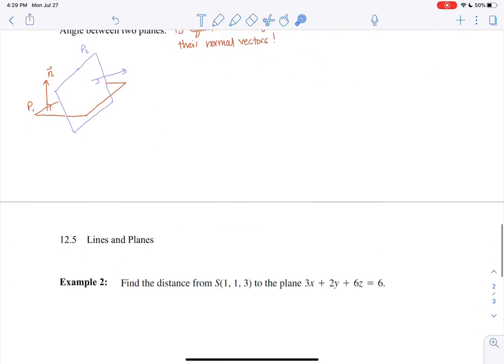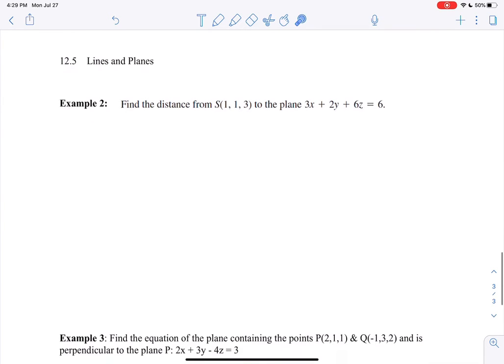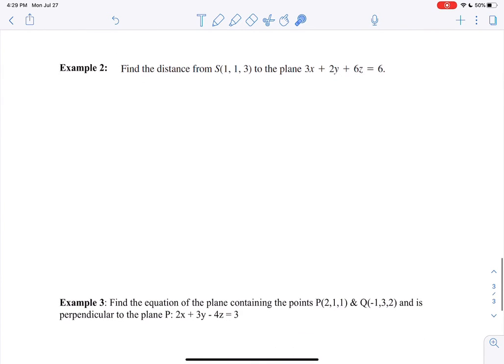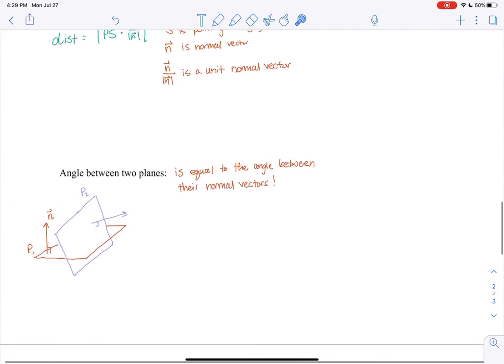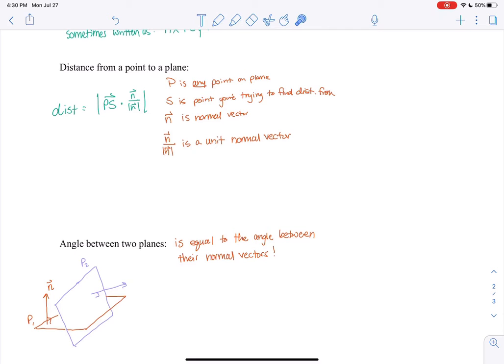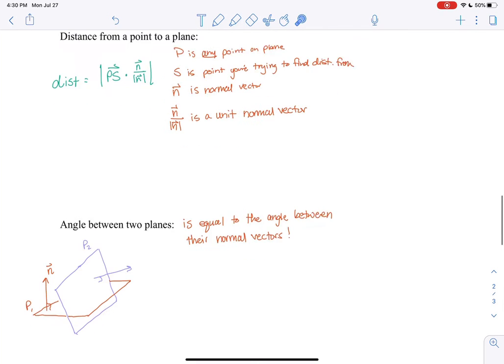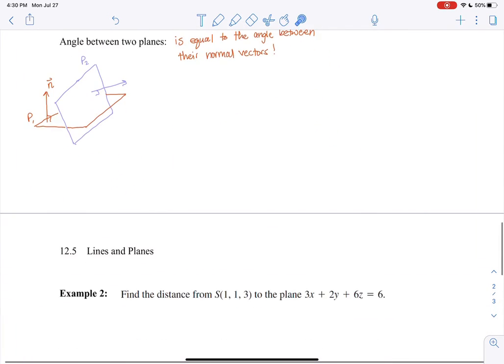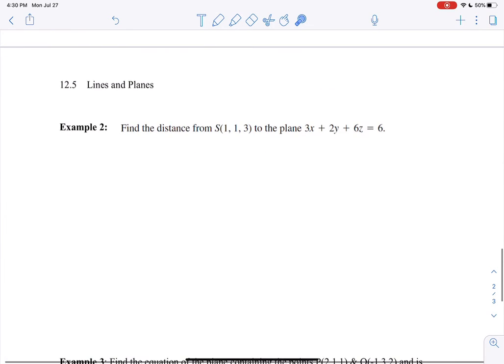So let's take a look at a couple examples. If we want to find the distance from one point to a plane, we're just going to use this equation up here: the magnitude of PS dotted with the normal vector divided by the magnitude of the normal vector. So let's take a look at that.